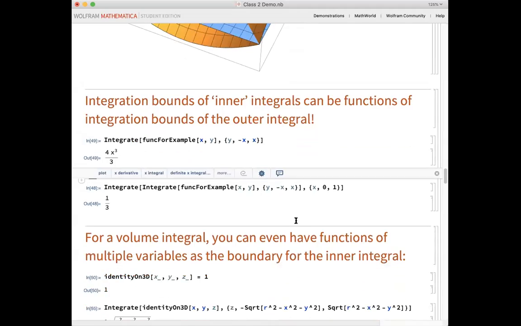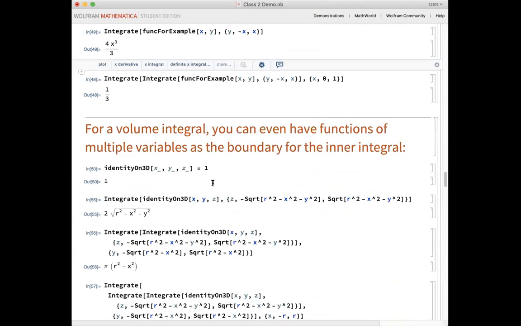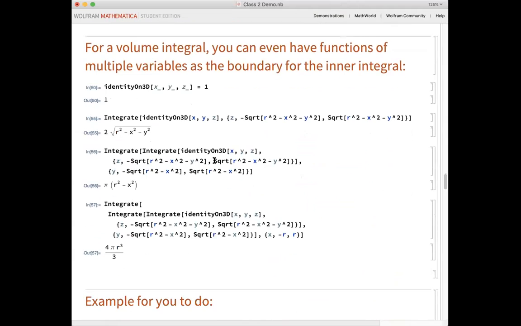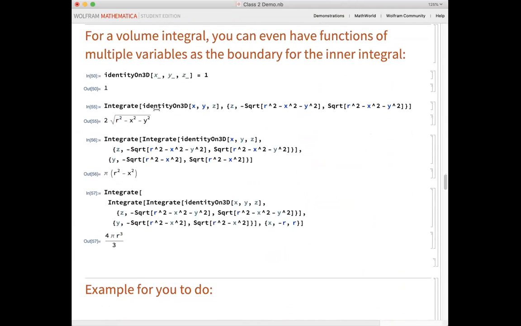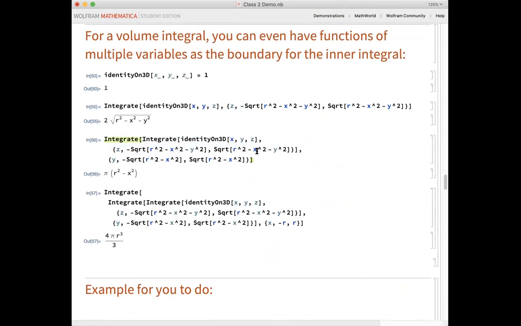So we hop back over. And yeah, this is what I was just saying. You could even do it over a larger boundary. And as you can see, I'm doing that case here. So I'm integrating from z is the square root of r squared minus x squared minus y squared, and I do it again with y varying from minus the square root of r squared minus x squared to plus the square root of r squared minus x squared, do it that way.